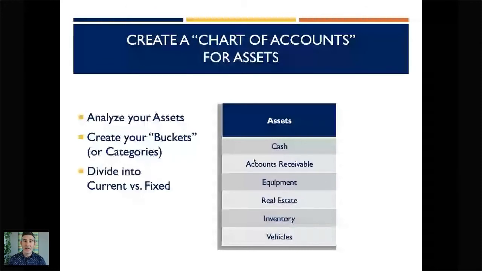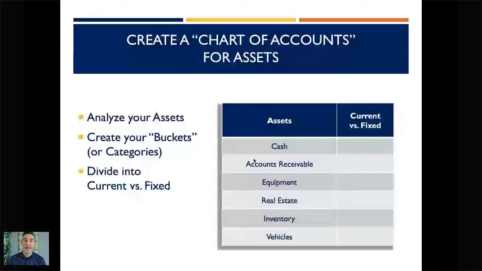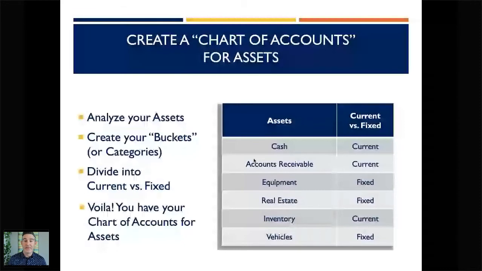And then the next thing you're going to do, again, we talked about this, is divide into current versus fixed. So you'll go through, and again, current means something that's cash or you expect to turn into cash within 12 months, and fixed is that you're not expecting to turn into cash within the next 12 months, but it still is helping you earn money. So these are fairly easy. Equipment is not current, it's probably fixed. Real estate is fixed. Inventory is current. Vehicles are fixed. And that's basically it. That is your chart of accounts for assets.